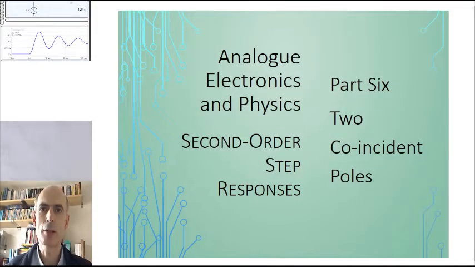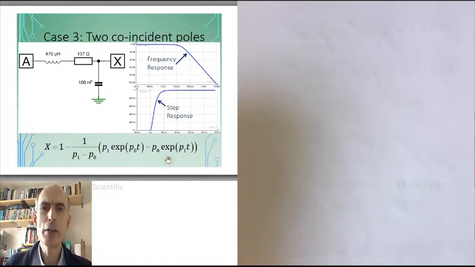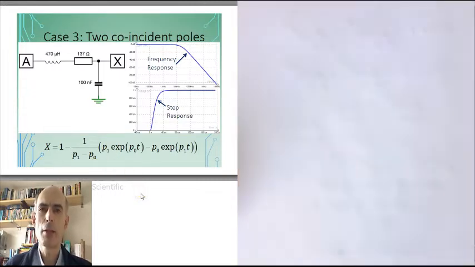This time, looking at second order step response of a low pass filter with two coincident poles. The expression that we derived previously for the case of the step response of this circuit was this one. But you can see that if P0 is equal to P1, then we've got a problem. P1 minus P0 will be 0. I've got to do a division by 0. That doesn't work. You can't do that.